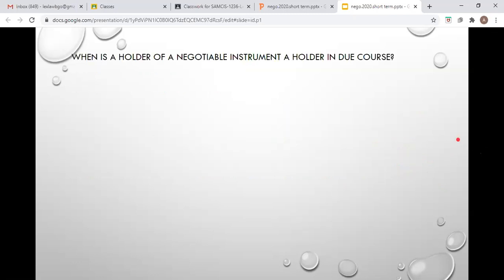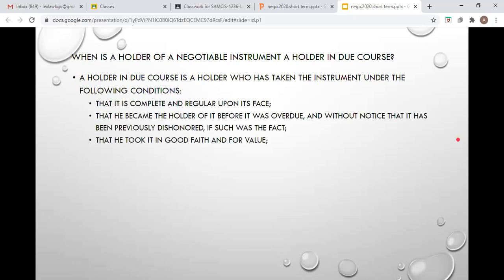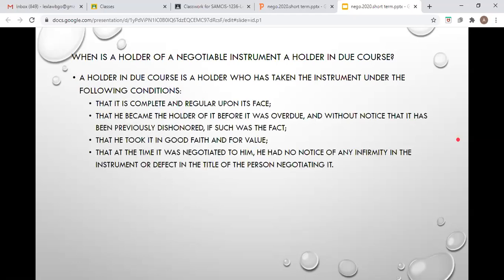So question now here is, when is a holder of a negotiable instrument considered a holder in due course? You are a holder in due course if you were able to meet all these four requirements found in your Section 52. These requirements here, parang checklist lang yan. If all these requirements are present, then there is no reason why you will still be considered a holder not in due course. But if you will miss any of these requirements, then that's the time that you will be regarded as a holder not in due course.